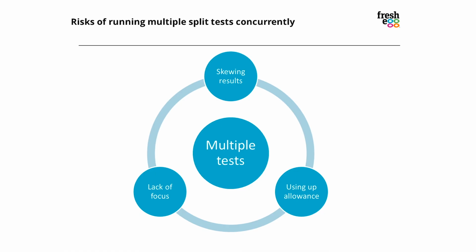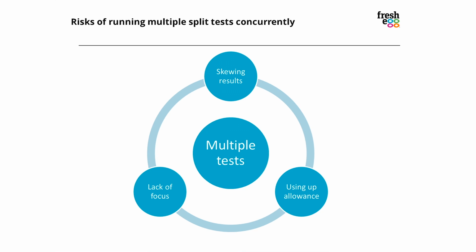The first element of split testing I'm going to talk about is when you want to run multiple split tests at the same time, so concurrent split testing. It's something I get asked about a lot, and it's definitely possible, but there are some really important things to know about when you're doing it. There are some risks, certainly. So there's a risk of tests impacting each other's results and skewing the data.